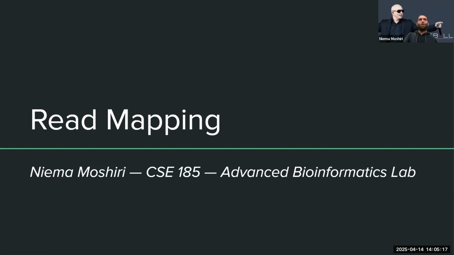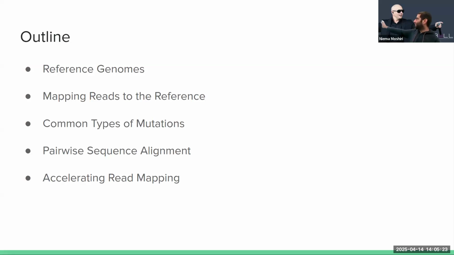So today we're going to talk about another core bioinformatics problem, which is called read mapping. Here's a general outline of today's talk. I'm going to first introduce the concept of a reference genome. This is going to be a high confidence genome sequence that we're going to use as our reference against which we'll compare new sequences. We'll talk about the read mapping problem. So how do we actually go about mapping reads to the reference?